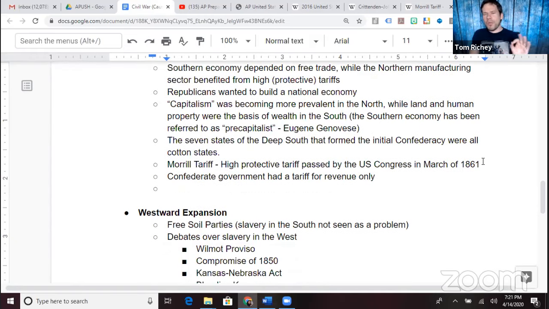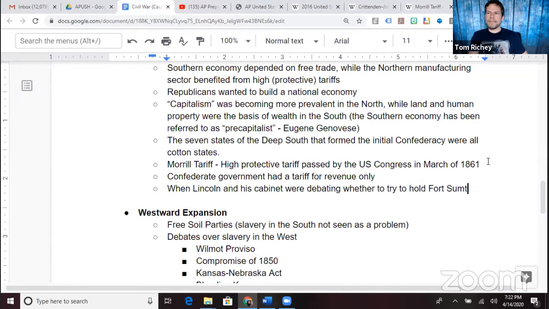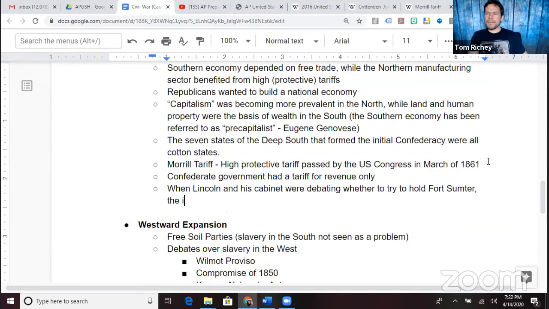Before Lincoln decided, this is just something really interesting. When Lincoln was debating, Lincoln and his cabinet, let me just type it. Okay, so this idea.